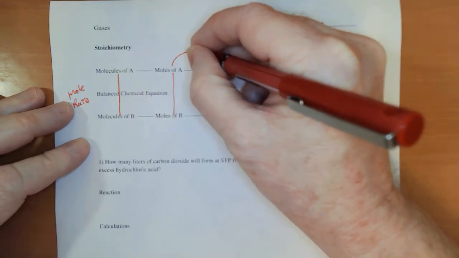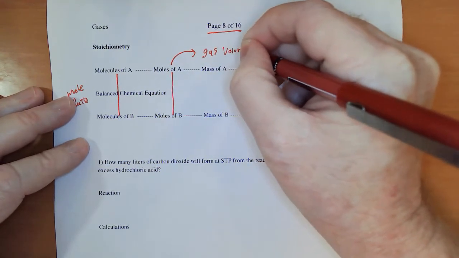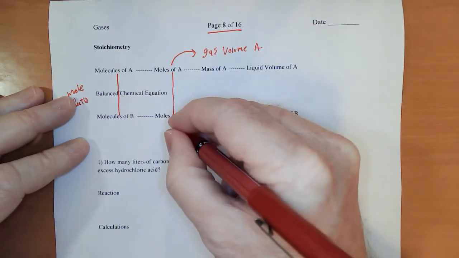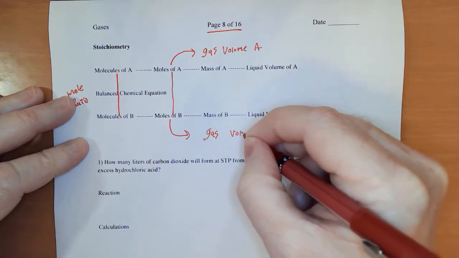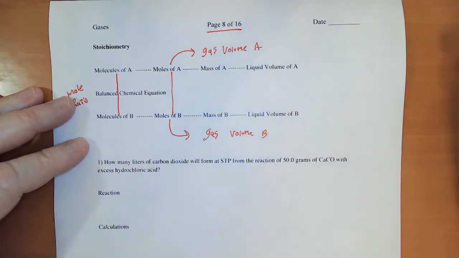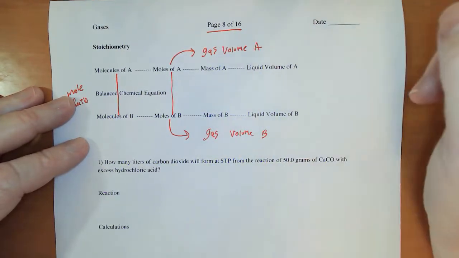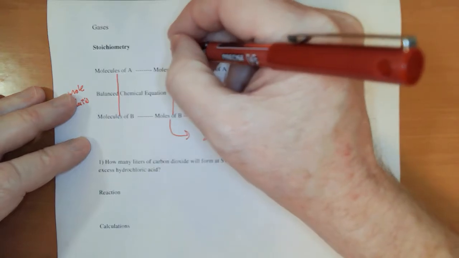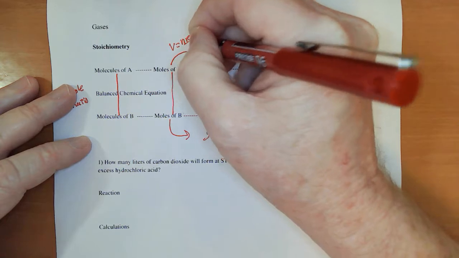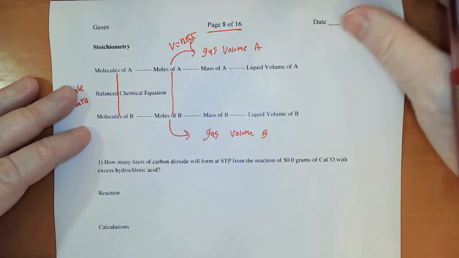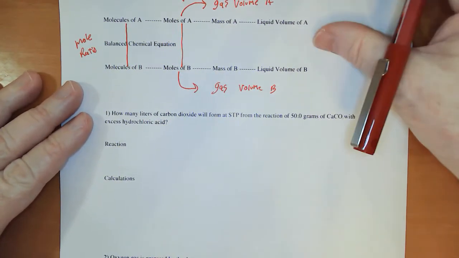Coming off of moles of A, we're going to put gas volume of A, and coming off of moles of B, gas volume of B. Now we'd had liquid volume here before just for doing density problems. But these are gas volumes. And we can use V equals nRT over P for doing those conversions. So these are stoichiometry problems with an extra step thrown in.